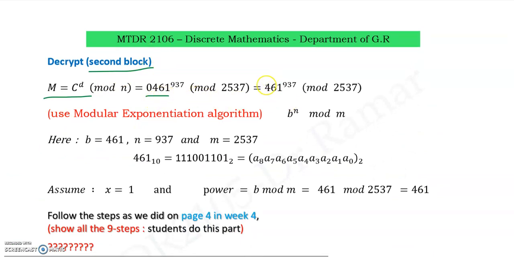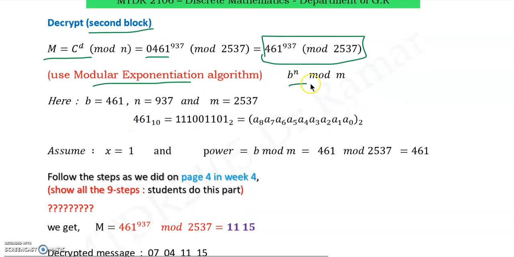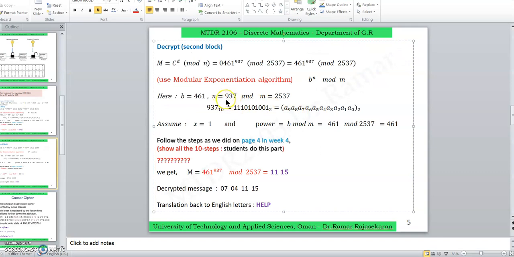So we have to find the answer for this expression. How? By using modular exponentiation again. So now you compare with the modular exponentiation algorithm format. What is b, what is n, what is m, I can write. Now what is the degree here? Same, 937. So you have to find the binary of that number. Then again you will get the same.